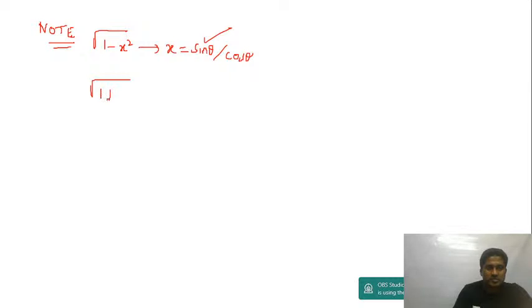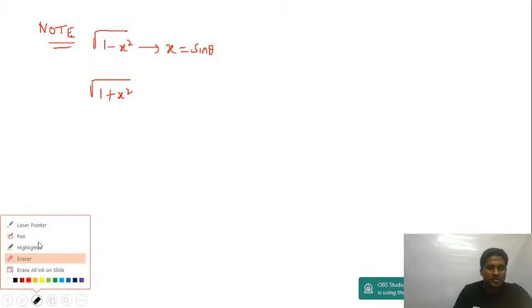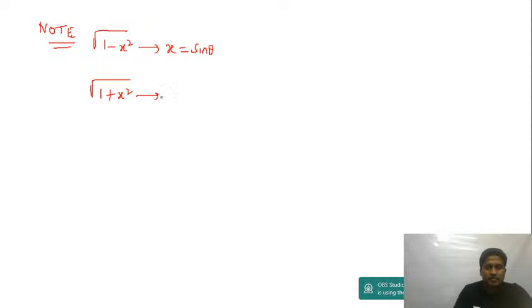Under the root 1 plus x square, you put x is equal to tan. You can substitute cot as well. Under the root x square minus 1, you put x is equal to sec. You can substitute cosec as well. Alright, that's what you do, right?